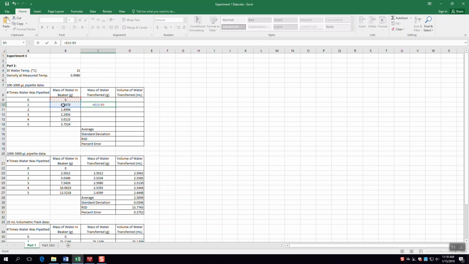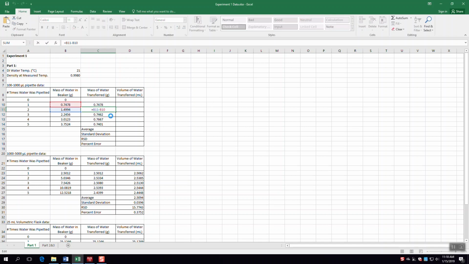To do that in Excel, you may be familiar with it, but I'm going to go through how to use it as though you weren't. In Excel, in order to do any calculations or any sort of formulas, you need to start by hitting the equals key. Once you have the equals key, that lets Excel know that what you're about to enter is going to be some kind of math or some kind of calculation. So in this case, in order to figure out the mass of water transferred, I need to take the current mass of water and subtract out the mass of water that was in it before my most recent transfer.